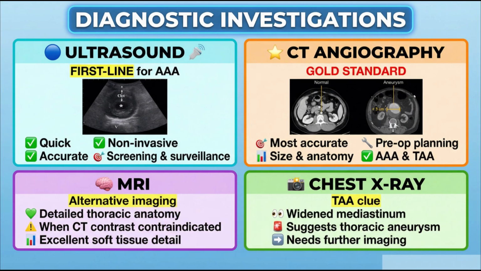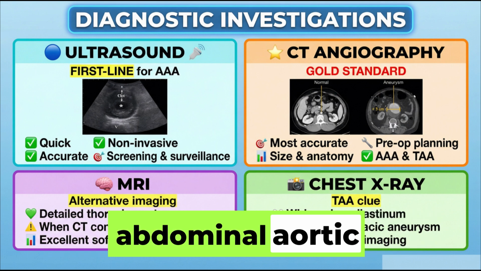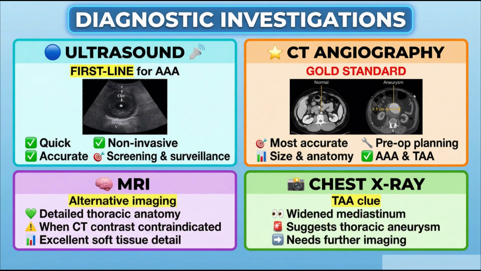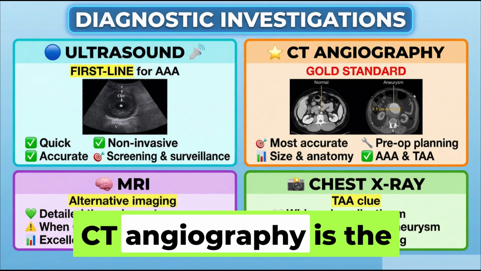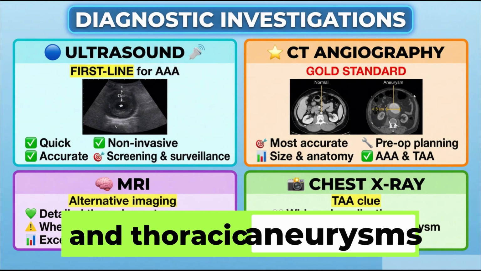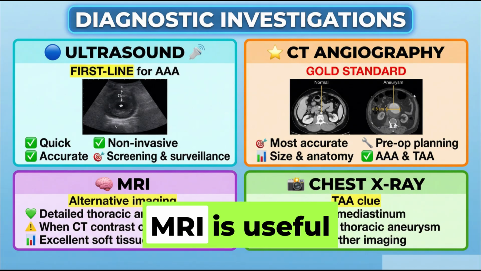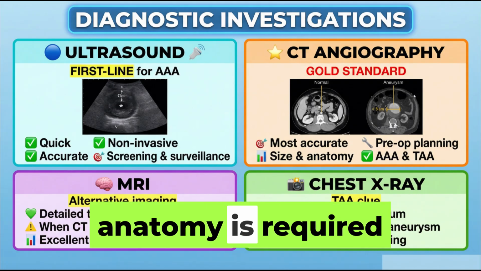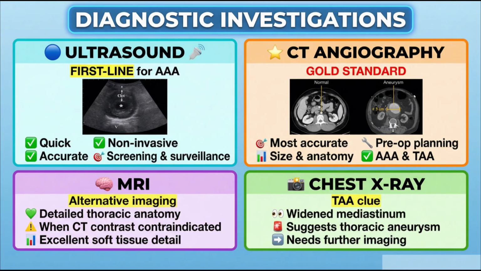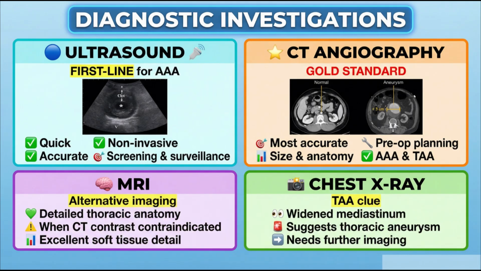For diagnosis, ultrasound is the first-line investigation for screening and surveillance of abdominal aortic aneurysm. It is quick, non-invasive, and accurate. CT angiography is the gold standard anatomical test for both abdominal and thoracic aneurysms and is essential for preoperative planning. MRI is useful when detailed thoracic anatomy is required or when contrast CT is contraindicated. Chest X-ray in thoracic aneurysm may show a widened mediastinum.